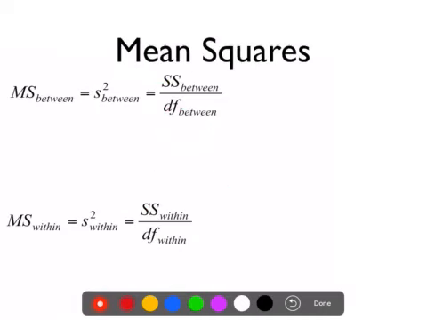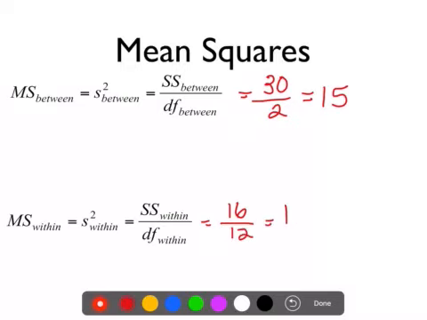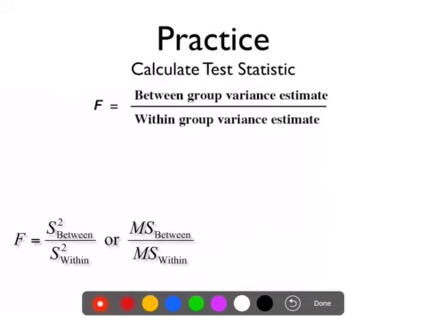Now the formula that's tattooed on my forehead: sums of squares divided by degrees of freedom. We know that sums of squares between was 30. We know that degrees of freedom between was 2, so we have a value of 15 there. Sums of squares within, we calculated at 16. Degrees of freedom within, we calculated at 12. That gives us a value of 1.33.